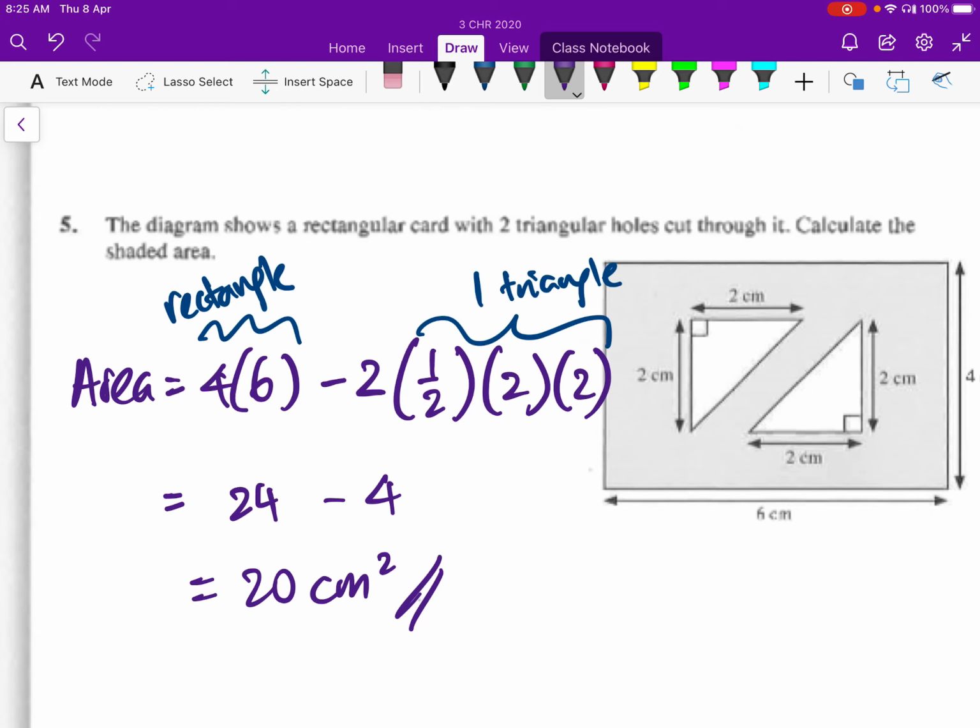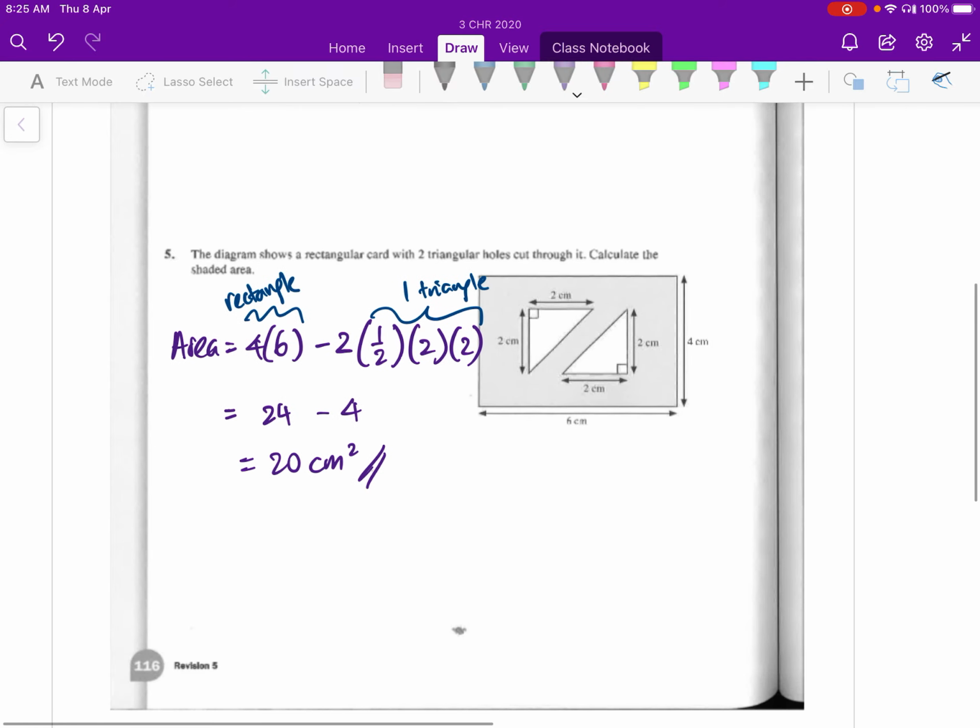Okay, who needs more time on this? Who needs more time? No, then move on.